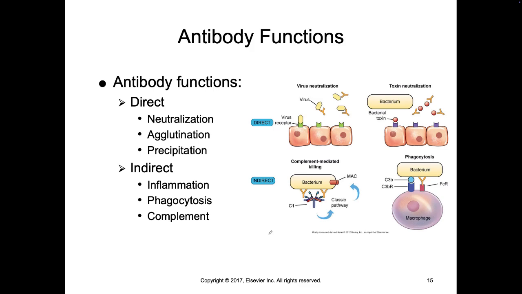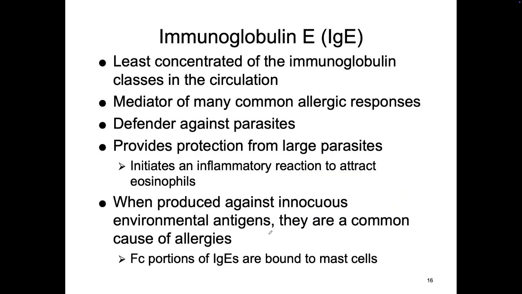Okay. Indirect processes promoting inflammation, promoting phagocytosis through opsonization and attraction of neutrophils, and binding complement. Okay, which helps to clear the target that the antibody is bound to. Okay. IgE is the least concentrated of immunoglobulin classes in circulation. It's basically an initiator of inflammation. It defends against parasites. It provides protection from large parasites and initiates an inflammatory reaction to attract eosinophils.